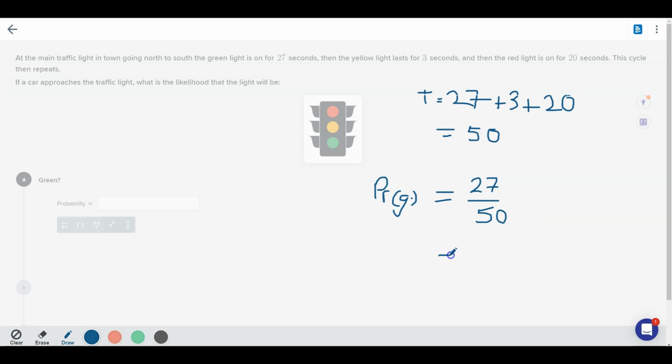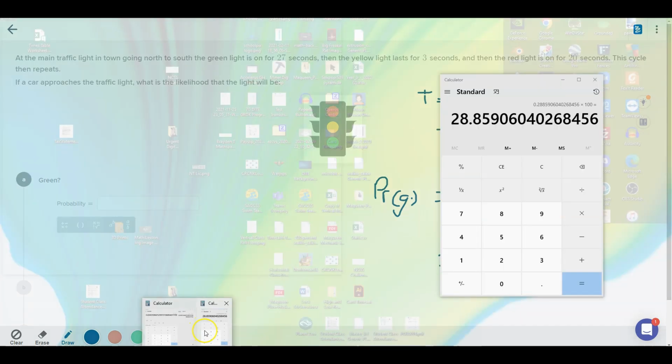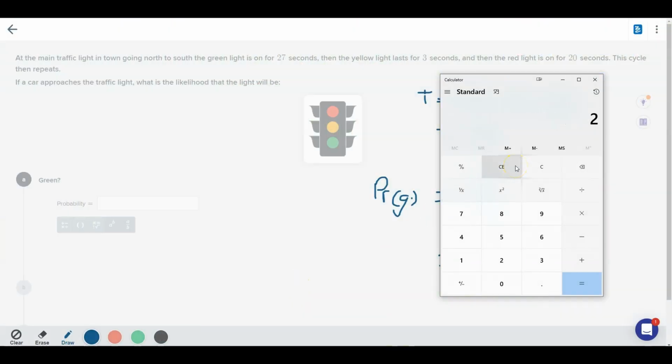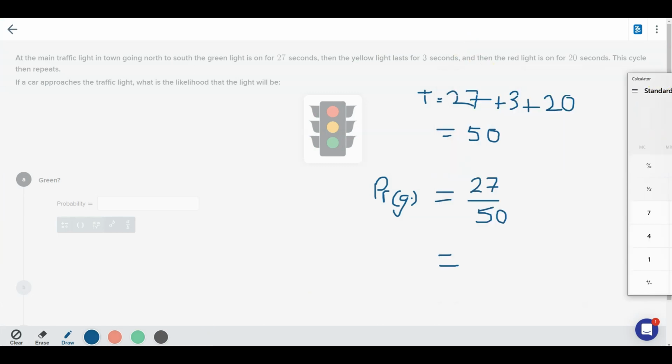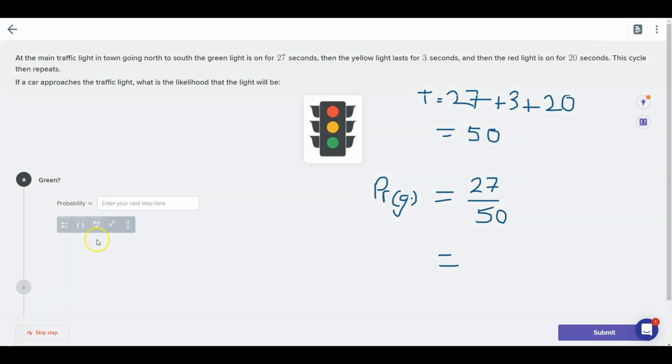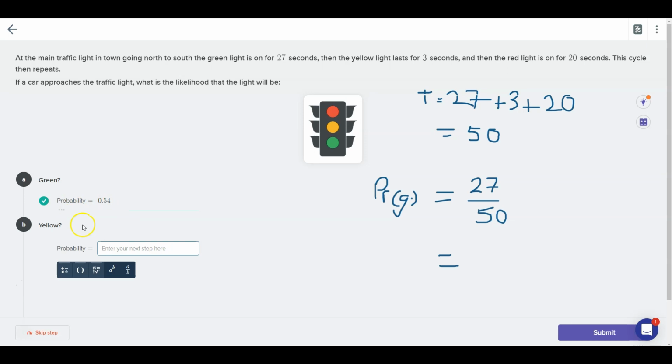And then if I use my calculator to get that, so I'll grab my calculator here, and that is 27 divided by 50. That's 0.54. Does it say how we have to present this? If the car approaches, what's the likelihood it will be green, probability is 0.54. Let's just put that in. 0.54. It's happy with that.